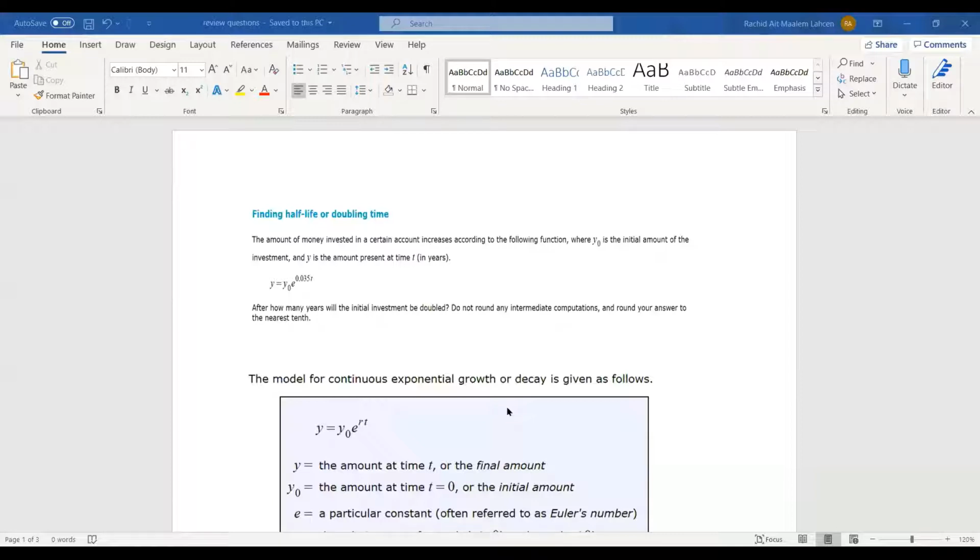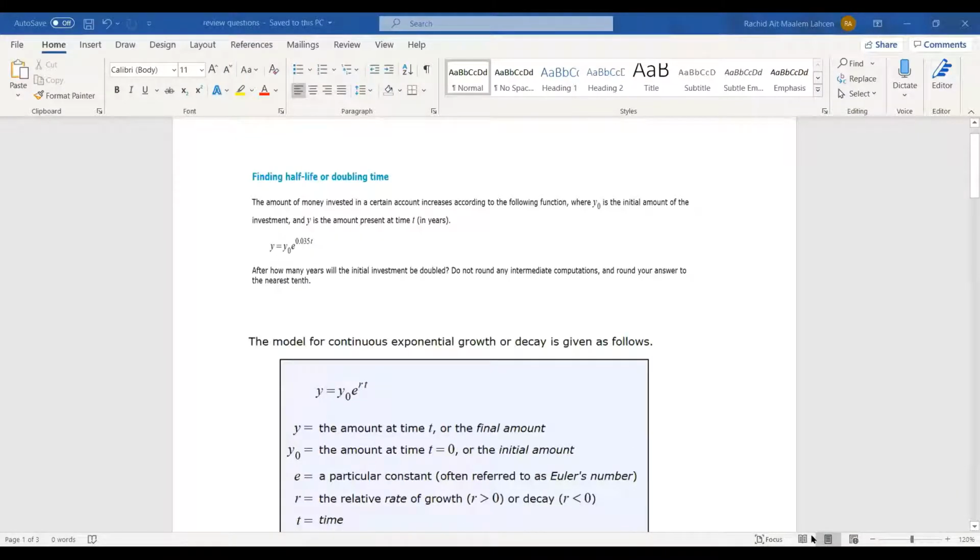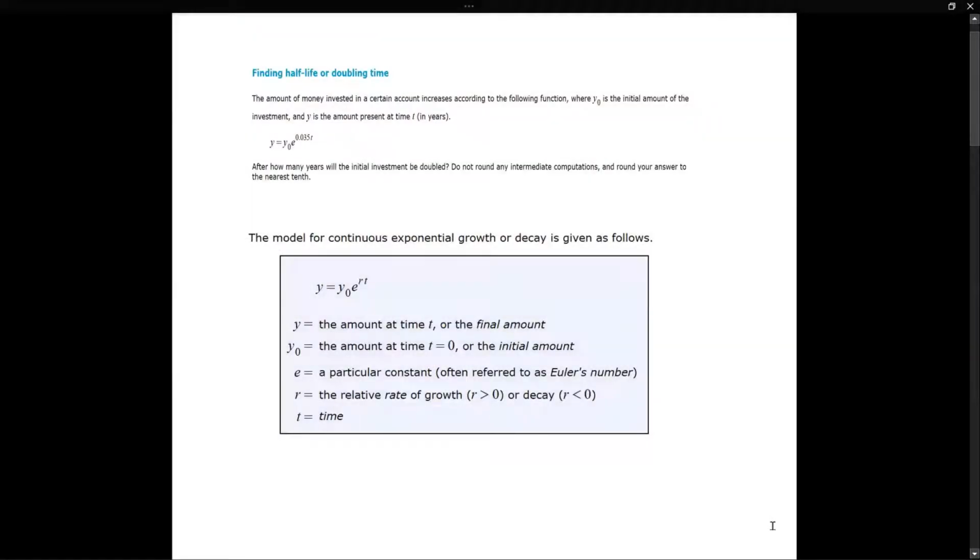Hello, everybody. So we have a few questions we're going to solve here from the review. We have 4 questions, but 2 of them are the same. This first one is finding the half-life or doubling time. I'll explain both. It's the same as number 39, so we'll just solve this one, then do the other 2 in this video. So let's do this in focus mode here, and hopefully it picks up. Okay, cool.